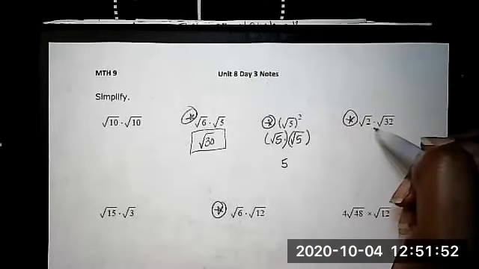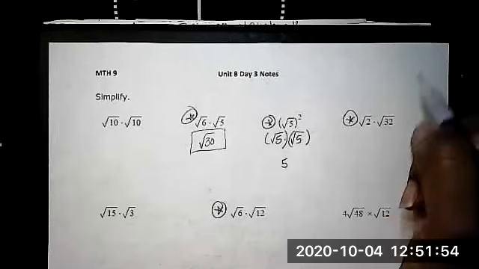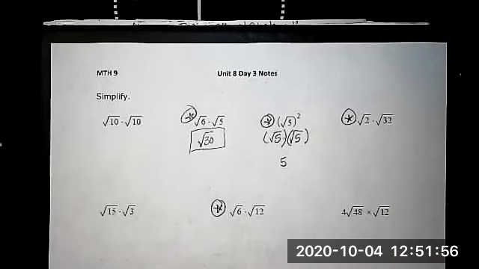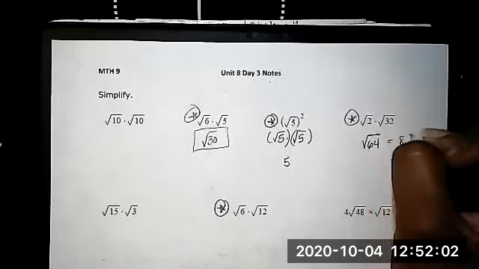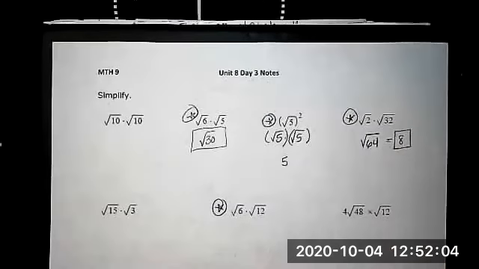Here, let's go ahead and multiply them. 32 times 2 becomes 64. The square root of 64 is 8. So that's how we got that.